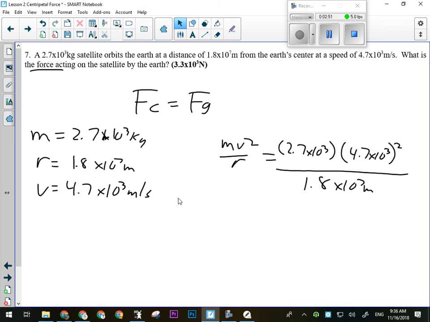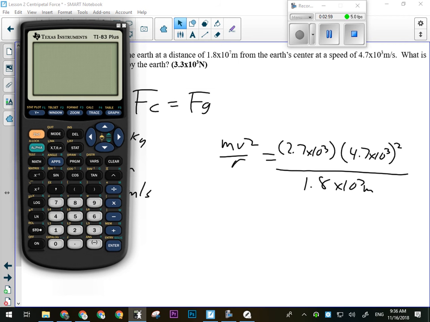All right, question? How come it's not the same as gravity? That's a good question. The question is, how come this doesn't come out to the weight of the satellite? The answer is it doesn't come out to the weight of the satellite because the satellite's not sitting, it's orbiting. It's further away.